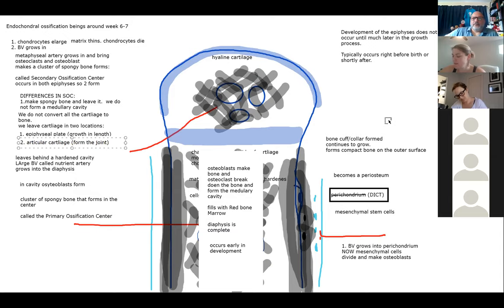And there you go. Now our epiphysis looks like a mature adult epiphysis. Big, huge, spongy bone core with a little bit of hyaline cartilage left on the end to form the joint and a little bit of hyaline cartilage left in the metaphysis to form the growth plate. Excellent. And just that easily, we have converted a chunk of hyaline cartilage into a long bone.